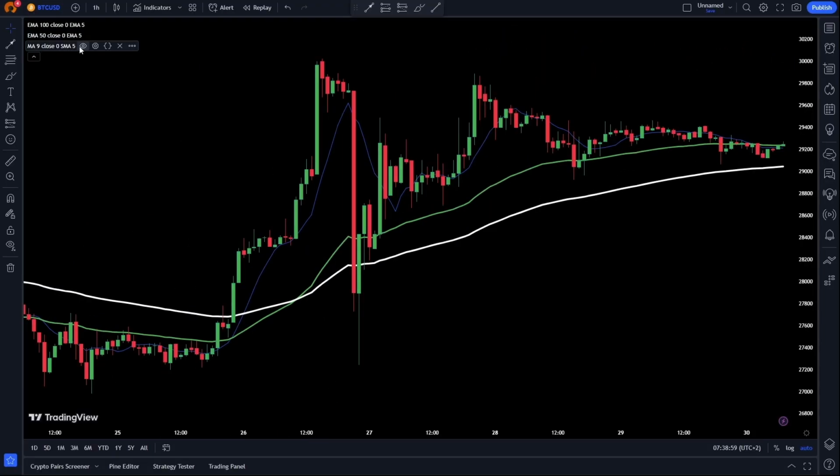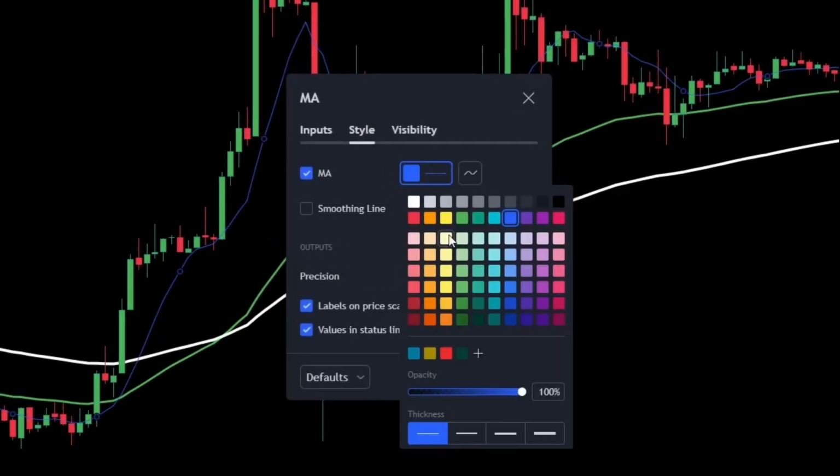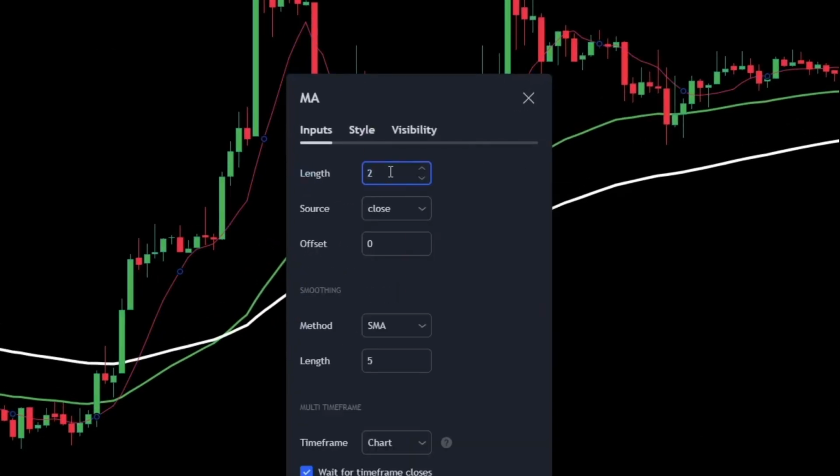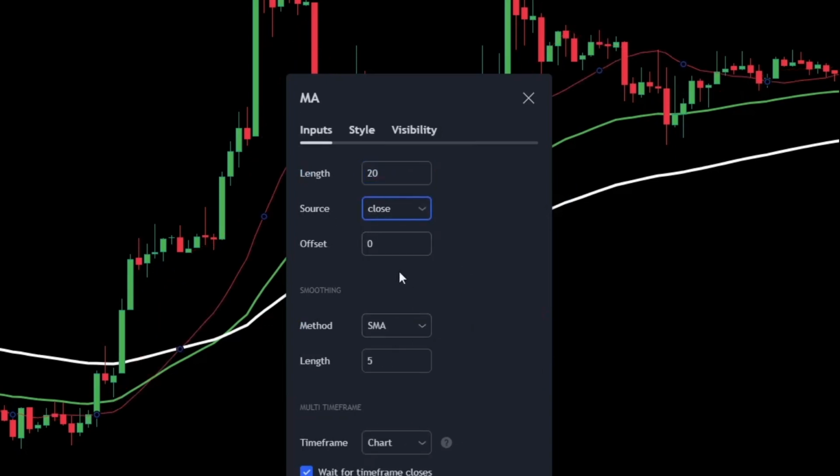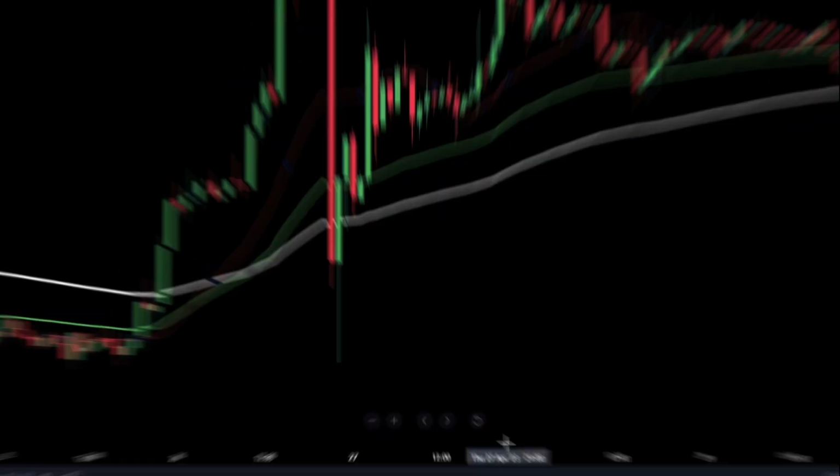Now we jump to the simple moving average. We click on settings again. We choose a red color. The thickness should be as thin as possible. Here the length should be 20. Source, also the closing price, offset at 0. The method should be SMA, simple moving average, and we click OK.